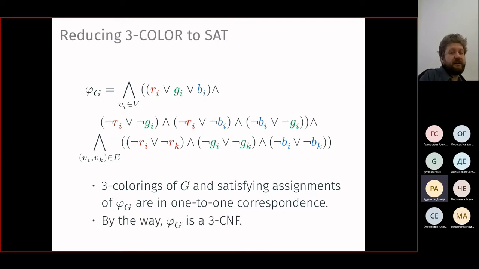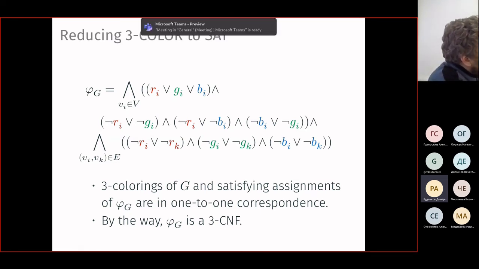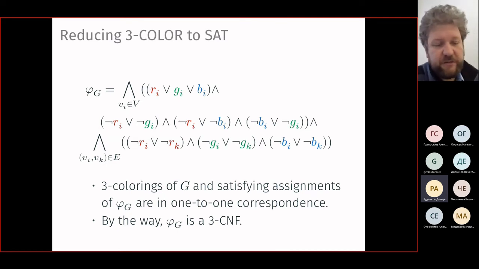And by the way, yes, it is a 3CNF. It's by accident, but it's going to be quite a generic thing. How can I reduce this? But it's actually, yeah, formally it's a CNF, right? Yes. And each clause has no more than three literals.